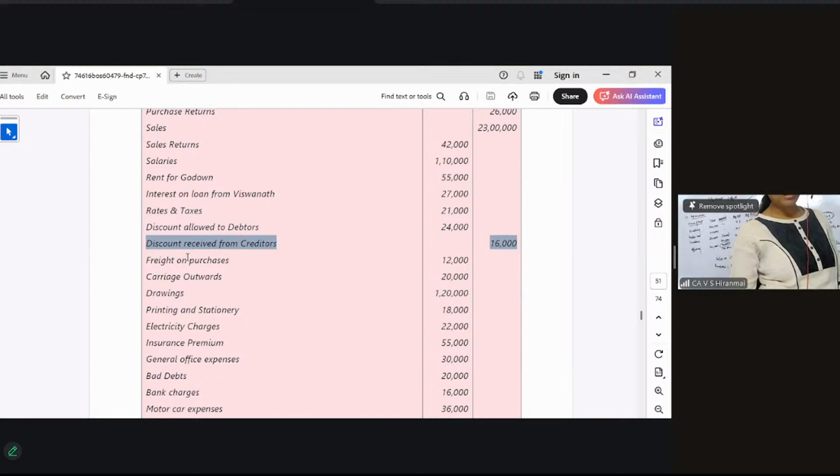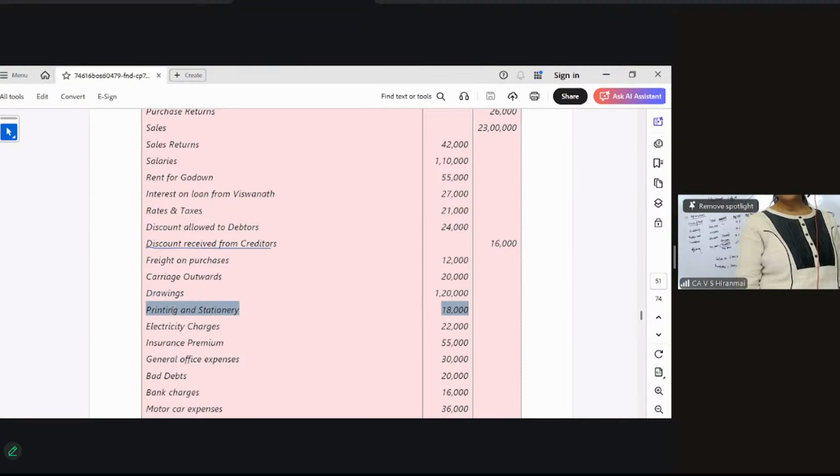It's an income. Freight on purchases is nothing but a trading account item and it will go into your trading account debit side. Carriage outwards is an expense, so P&L account debit side. Now there is drawings given to me in the question. What should I do? With this drawings of 1,20,000, add the insurance premium of 40,000. So total drawings is 1,60,000. This will go into your balance sheet, subtracted from the capital account.